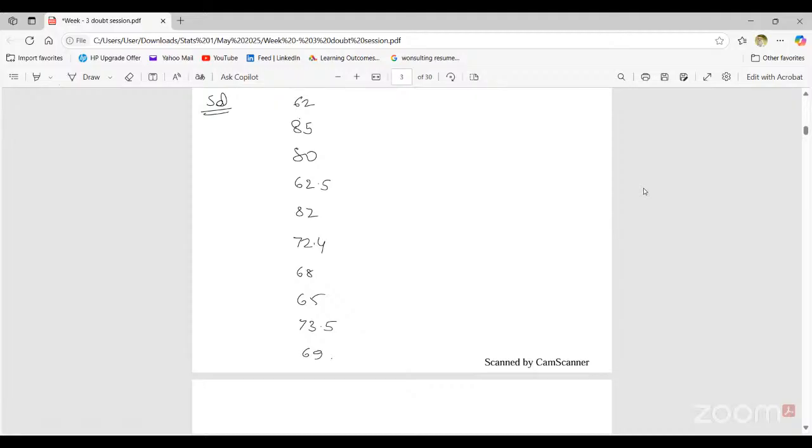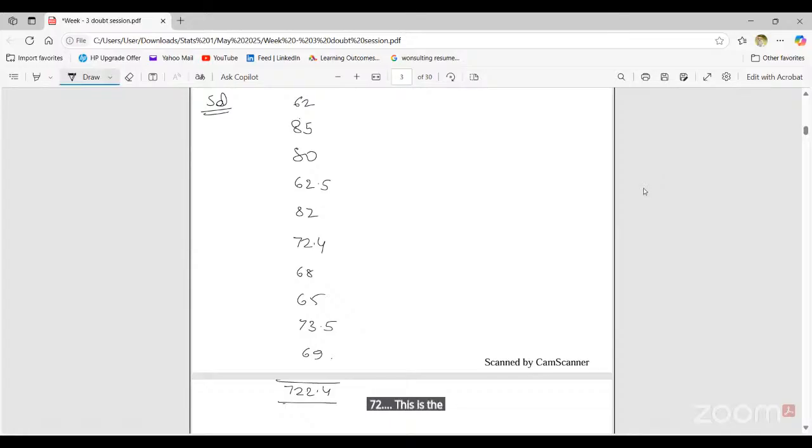Seventy-two point 70. So the sum is 72. This is the sum, correct? Now what's the mean?